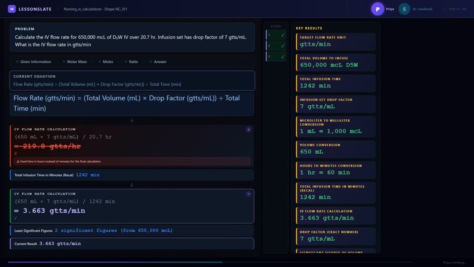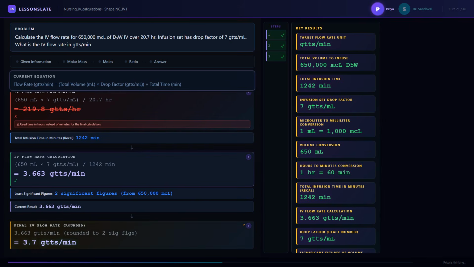Okay, so since we're using multiplication and division for the IV flow rate calculation, the final answer should have the same number of significant figures as the measurement with the fewest significant figures. In this case, that would be 2, because of the 650,000 microliters. So if my calculation was 3.663 drops per minute, rounding that to 2 significant figures would make it 3.7 drops per minute. Is that the correct final answer?